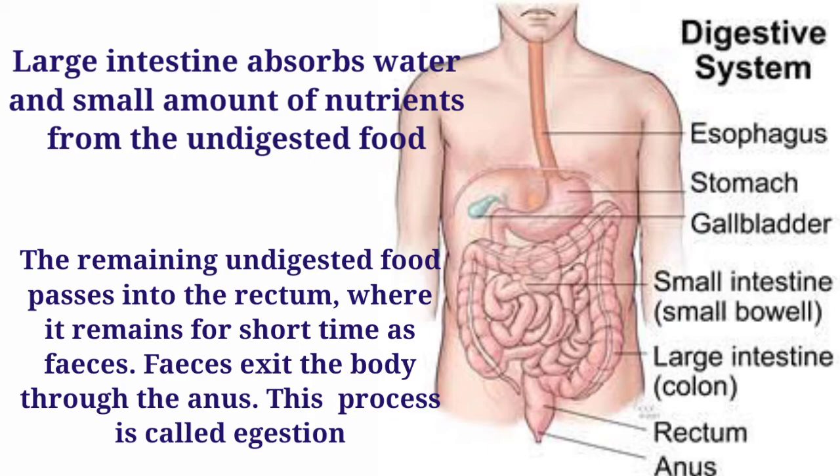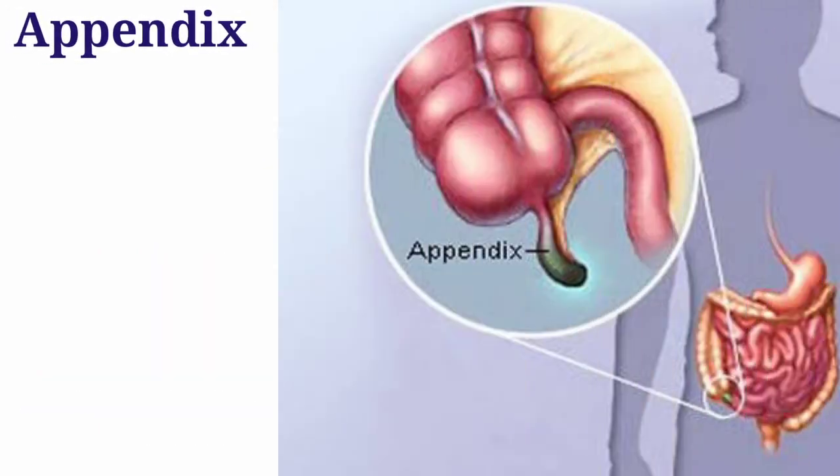Feces exit the body through the anus, and this process is called egestion. The large intestine has a tiny tube with a closed end that is known as the appendix. It is a part of the digestive tract, but it does not seem to do anything. It can, however, cause problems if it gets infected, and then it needs to be removed.